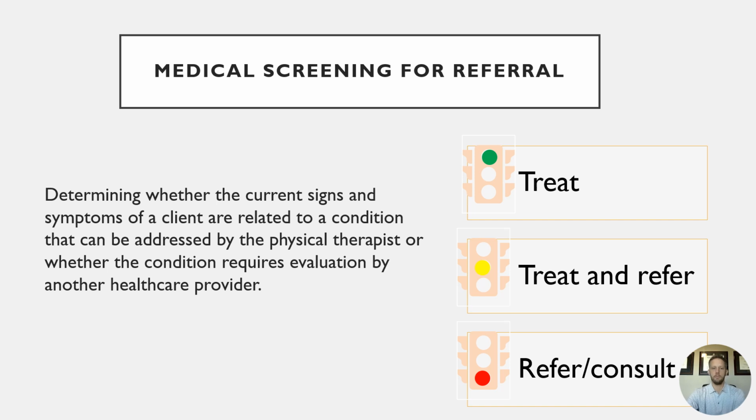A green light would be the signs and symptoms belong in our care. They're musculoskeletal in nature, so let's treat. Then we have a yellow light. So these signs and symptoms, I'm not quite sure. I'm going to treat, but potentially refer. And then next we have basically a red light, where these signs and symptoms do not appear to belong in the care of a physical therapist. I need to refer or consult with the appropriate healthcare provider.